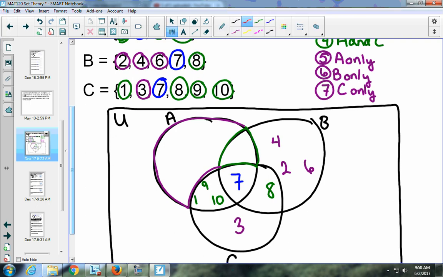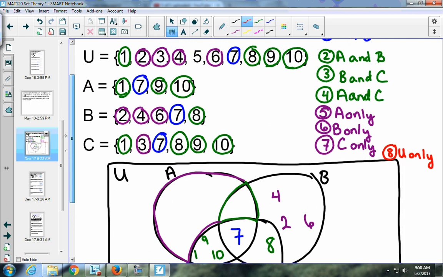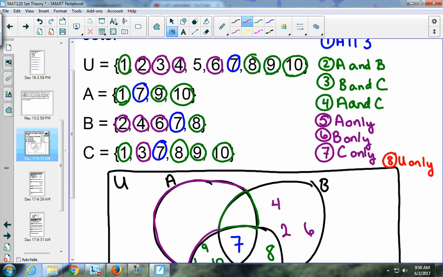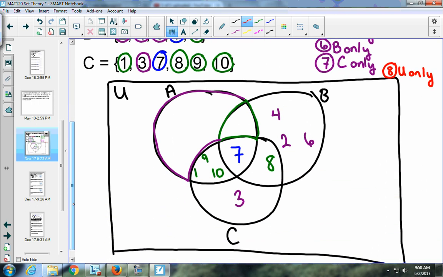Last but not least, I need to look at the things that are in U only, so that we're not in set A, we're not in set B, and we're not in set C. That's why I was circling everything in the universal set as I wrote it. It makes it very clear to see that 5 is the only number left over. So it does not matter where in the rectangle you write it, as long as you write 5 in your universal set, outside of all of those circles.